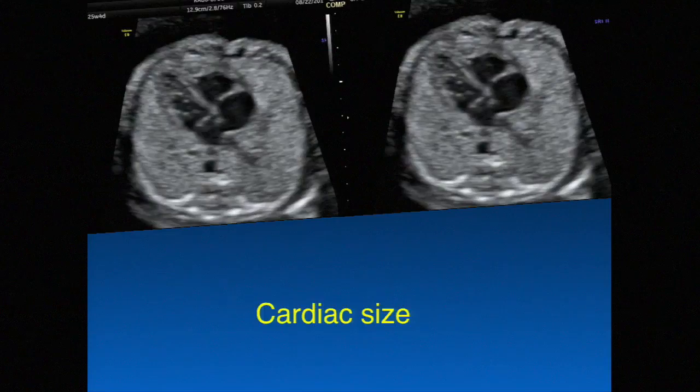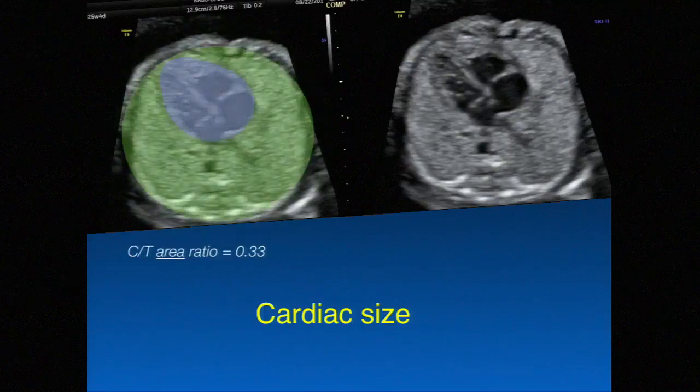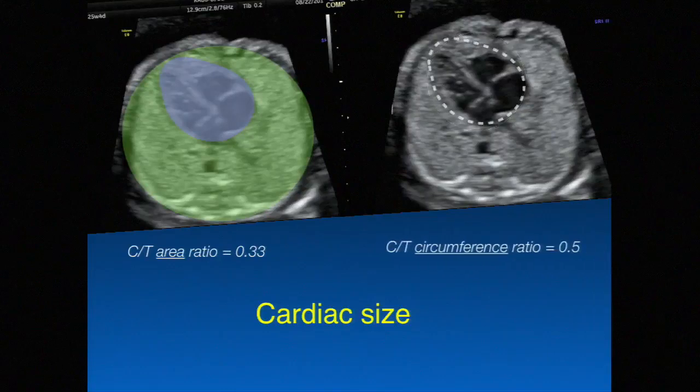And then looking at the cardiac size, when we look at our CT area ratio, it should be about 0.33, and the CT circumference ratio of 0.5, and those values will remain constant throughout gestation, so easy to remember.